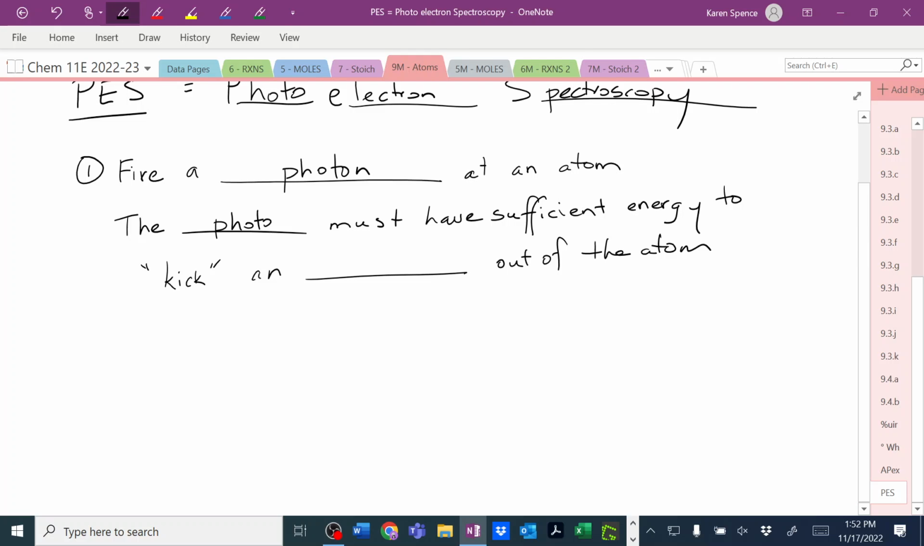must have sufficient energy to kick an electron, and in fact, not just an electron, but any electron out of the atom. Okay, so what are the chances of it kicking out any given electron? Any given electron is the same as any other electron, okay?